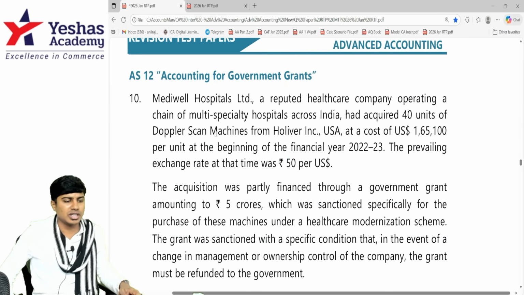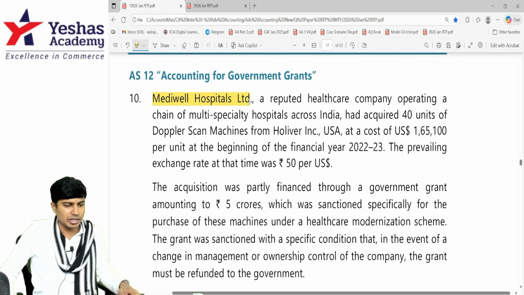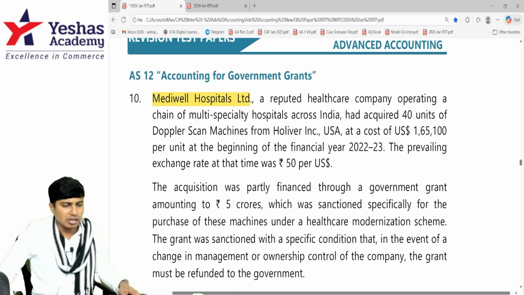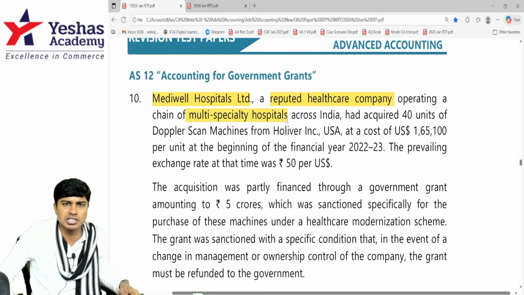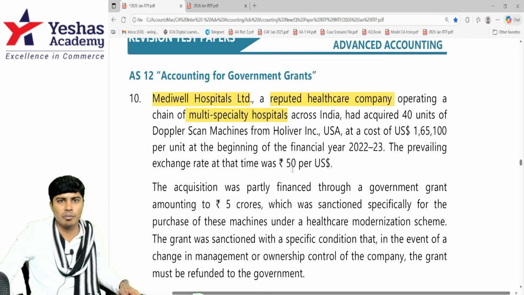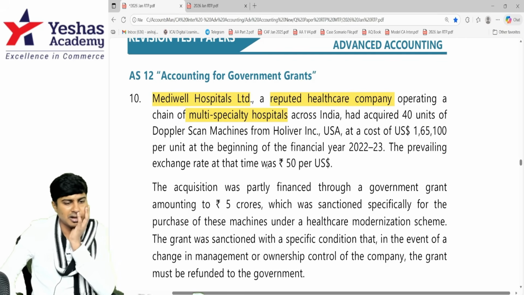We'll now move to the Accounting Standard 12 question, which is question number 10. Medieval Hospitals Limited. I don't know if it is a really good hospital, but it's reputed, a healthcare company operating a chain of multi-speciality hospitals. Multi-speciality means whatever problem you have, you can go. They have multiple specialists for multiple organs and all the diseases, and they have it across India.